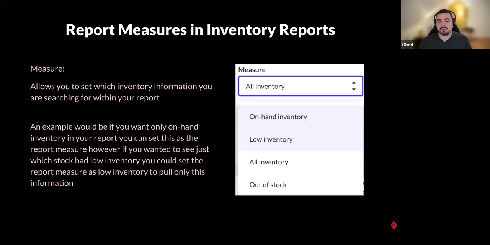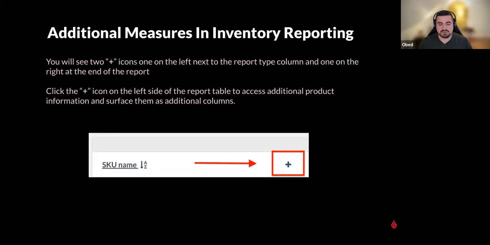And then for the measures, they are a little bit different from the sales report. You can go by on-hand inventory, low inventory, all inventory, or out of stock. So for example, if you only want to see what products you have on hand, you can use this measure. But if you want to see which products might have a low inventory, you can change the measure to low inventory. So it's the measure. It's something to keep in mind when you're running your inventory reports.